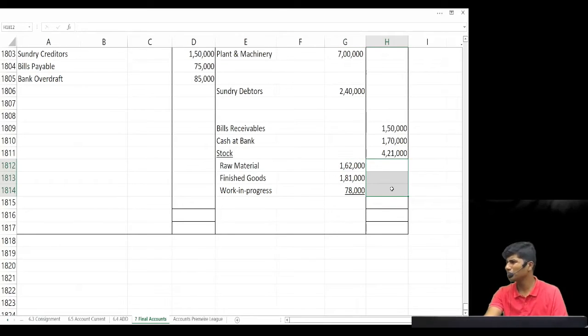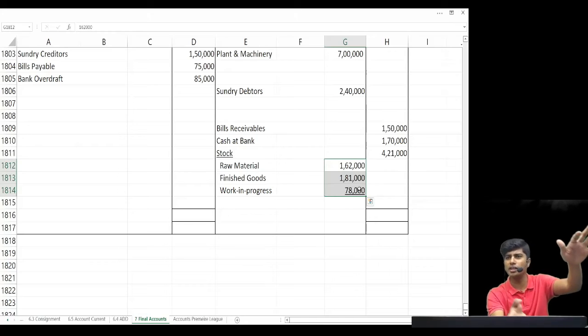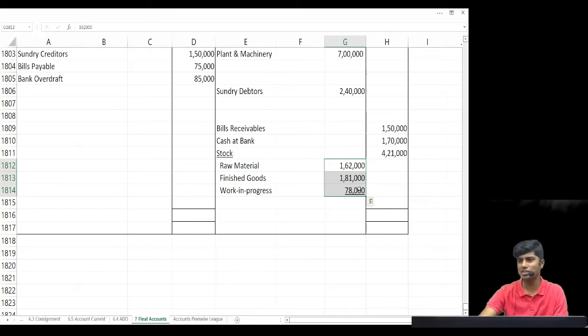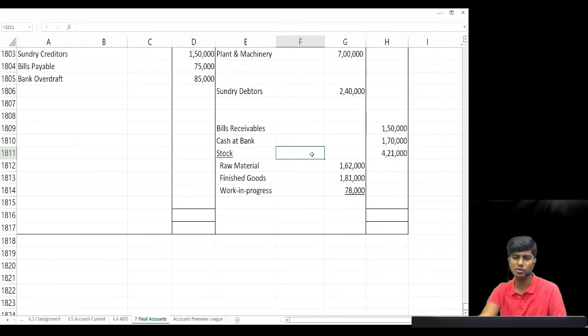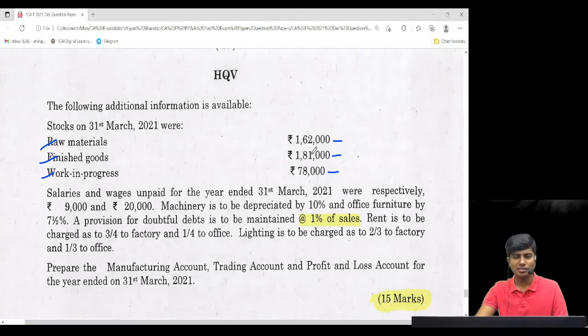Can you write all these three items 162, 181, 78 straight away in the outer column? Yeah, nothing wrong. Will you lose marks? No. You can write them separately loosely, or you can write together like this also. Don't write like this separately and then be thinking. It doesn't matter. Anything is fine. Double entry done for the stock. Shall we go to the next adjustment?